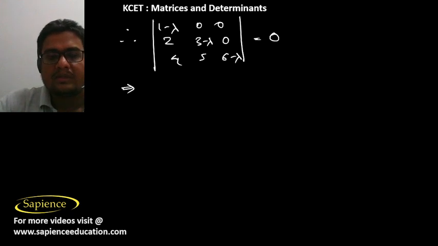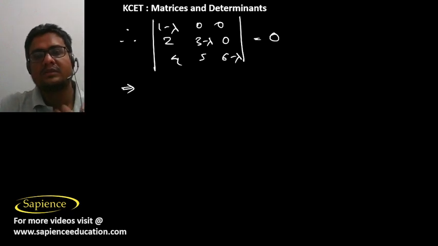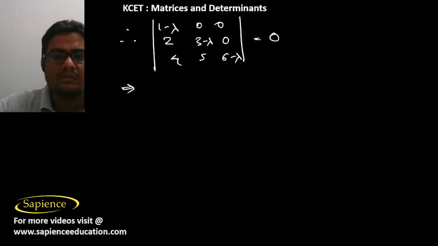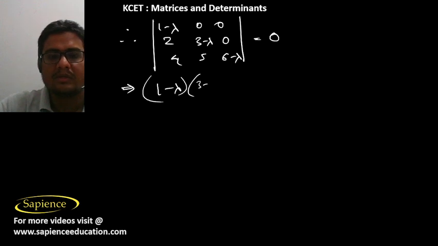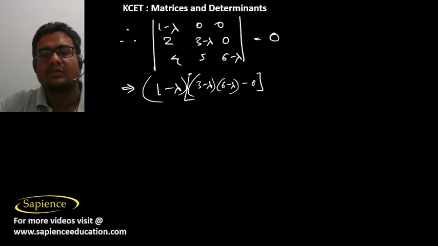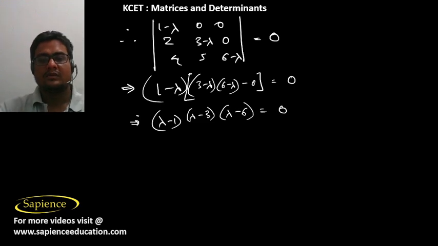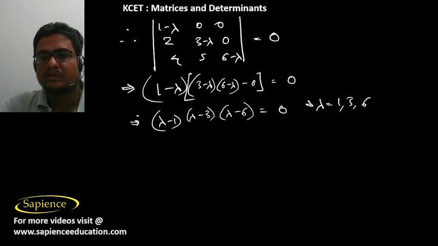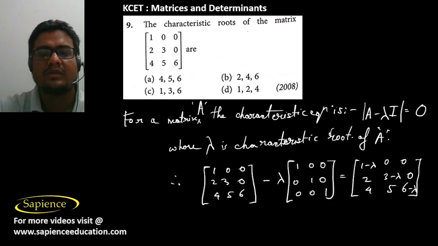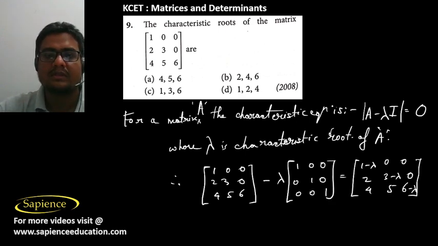Now we can expand this determinant along the first row, since it has the most number of zeros, so it will be 1 minus lambda into 3 minus lambda into 6 minus lambda minus 0. So this will be equal to 0. So from here we can see that it will be lambda minus 1 into lambda minus 3 into lambda minus 6 equal to 0. It means that lambda can be 1, 3 or 6. So these are the characteristic roots of this matrix. So option C is the correct answer.